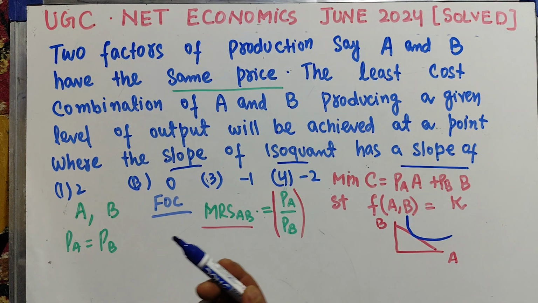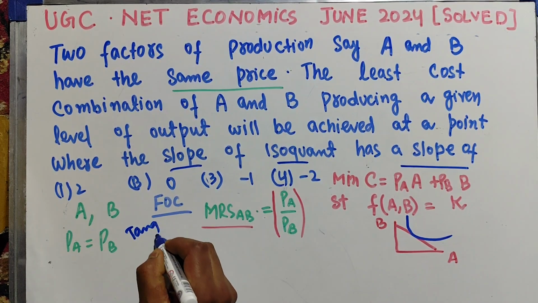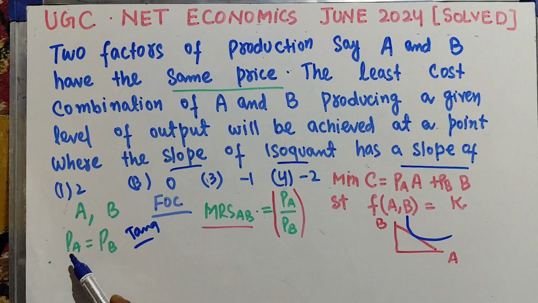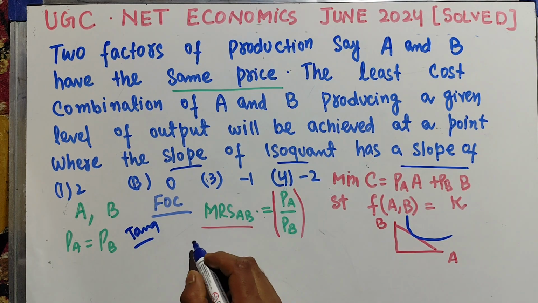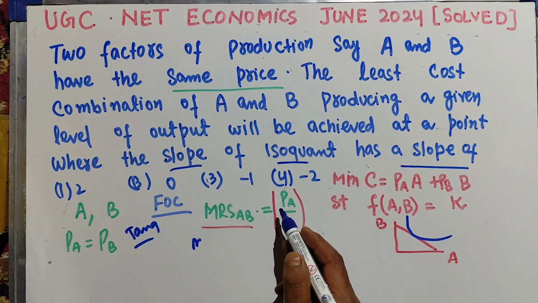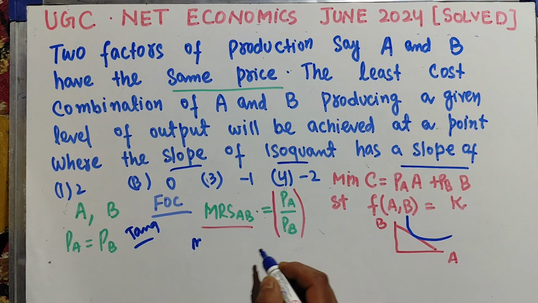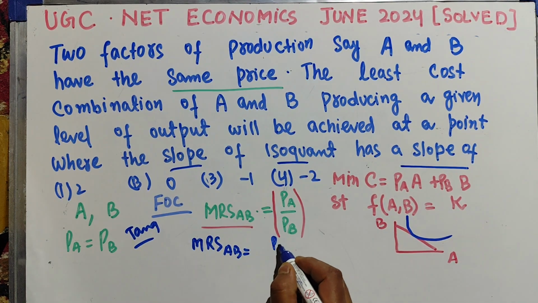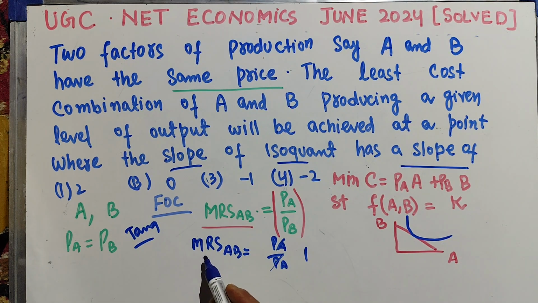So the first order condition, or what we call the tangency condition, requires that the marginal rate of substitution between two goods should be equal to the input price ratio. But we know that price of A is equal to price of B. That means this is equal to 1. So can I write MRS between A and B is equal to price of A upon price of B, which will be equal to 1. But we know that it is actually equal to -1. Why? Because the slope of the isoquant will be -1 here.